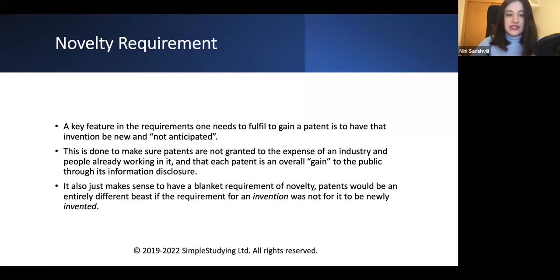Patents would be an entirely different beast if the requirement for an invention was not for it to be newly invented. So it has to be some kind of a new invention rather than an addition to an existing one, because the patent cannot be granted at the expense of the industry.